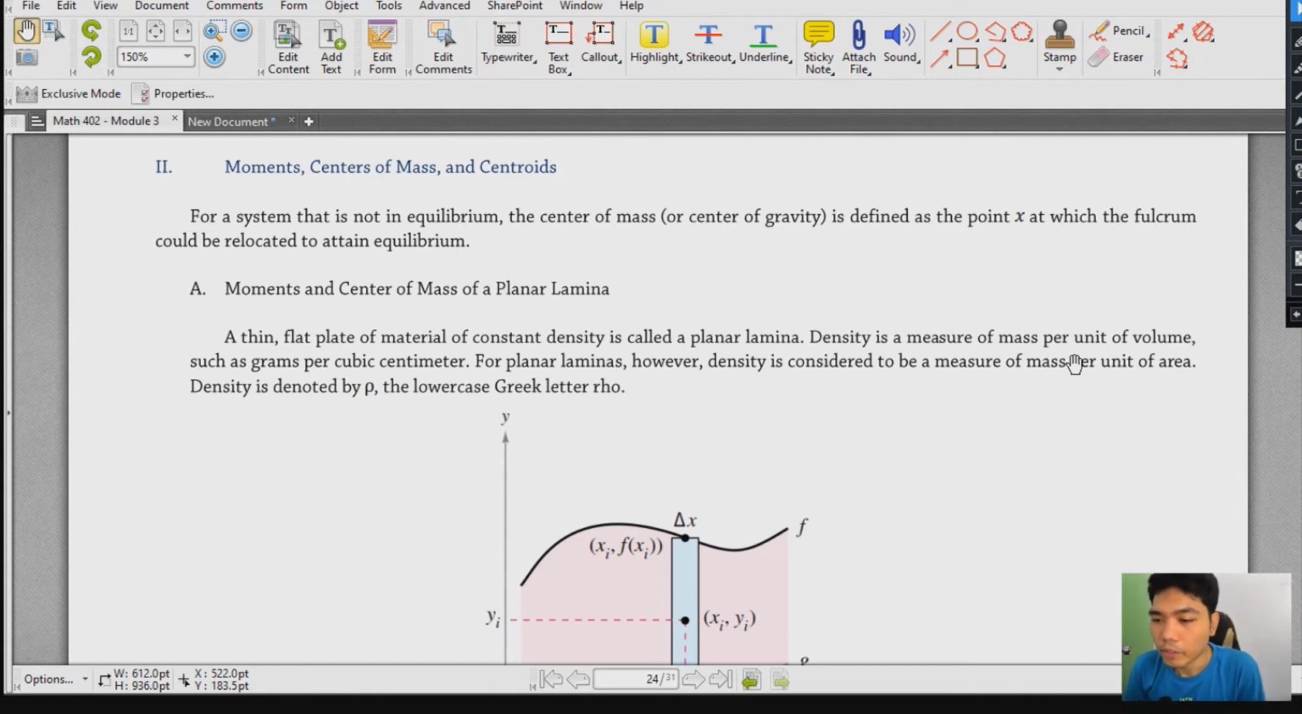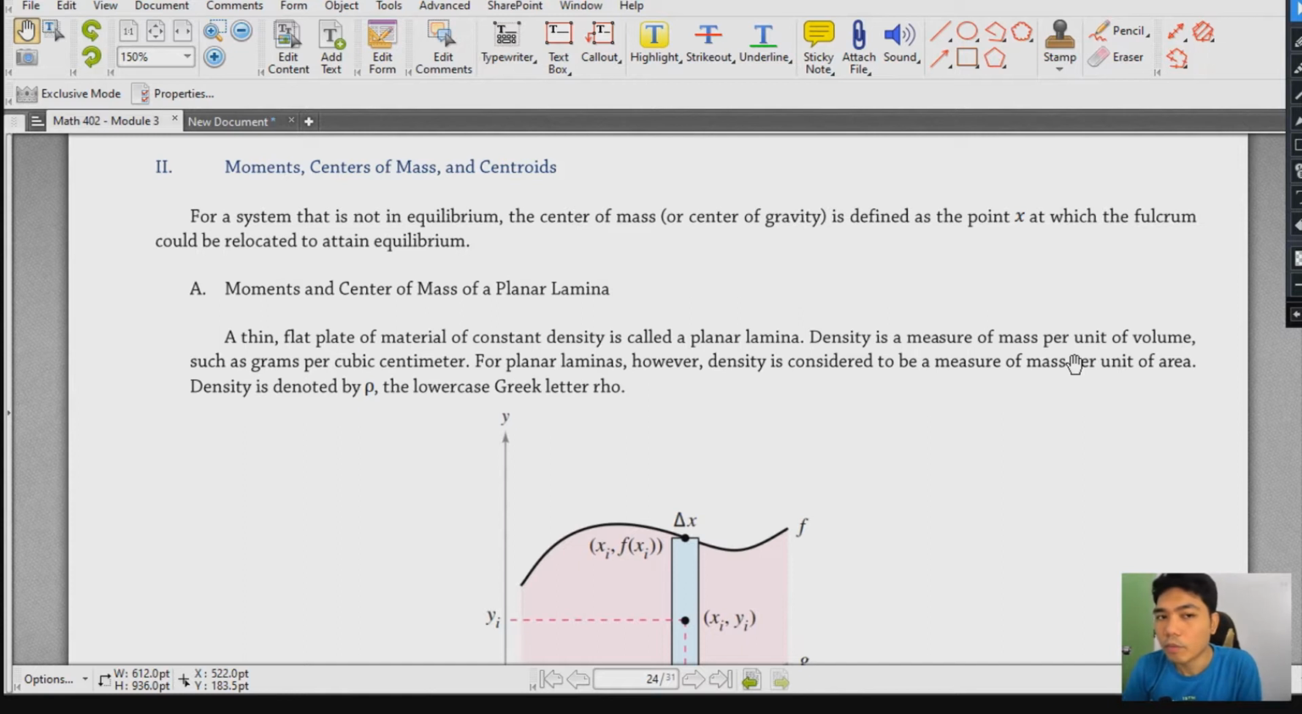But what happens when the system is not in equilibrium, or the center of mass or the center of gravity is somewhere in this laminar region wherein you couldn't actually pinpoint that by a mere inspection or by just using your knowledge from the previous discussions? So here comes a point where we need to determine the moments, the center of mass, and the centroids of a certain irregularly shaped figure.